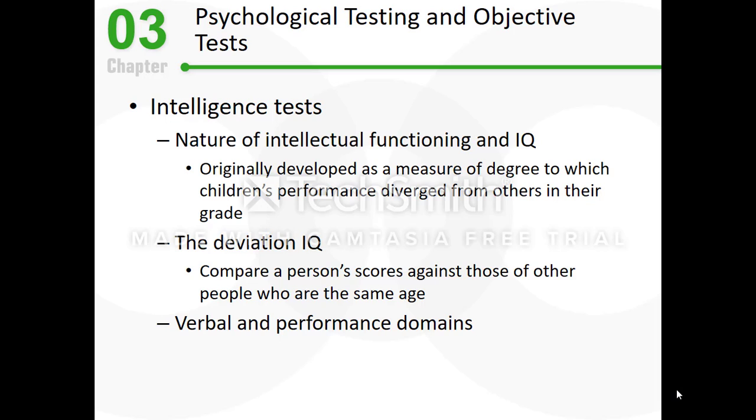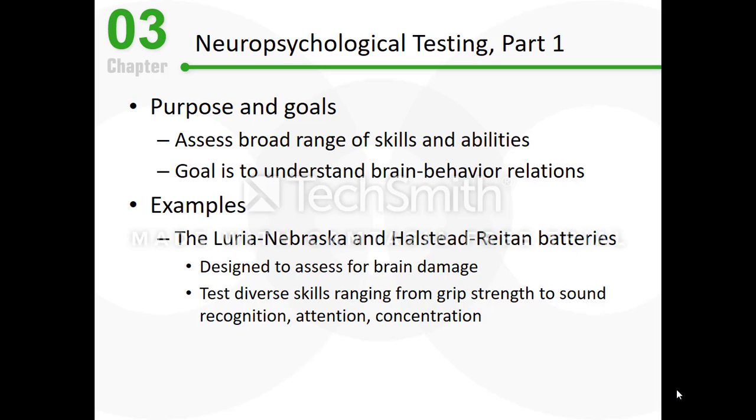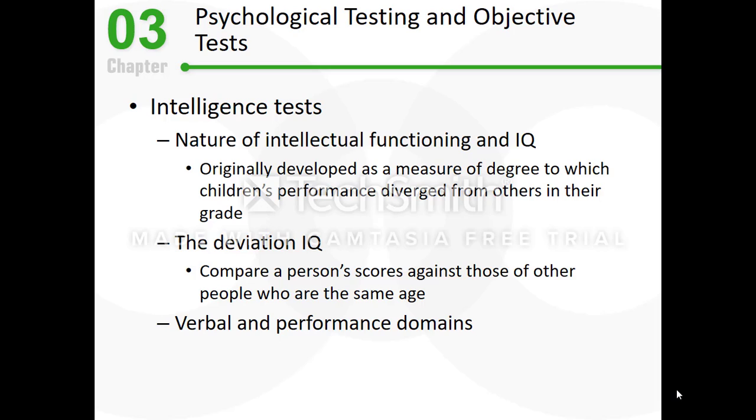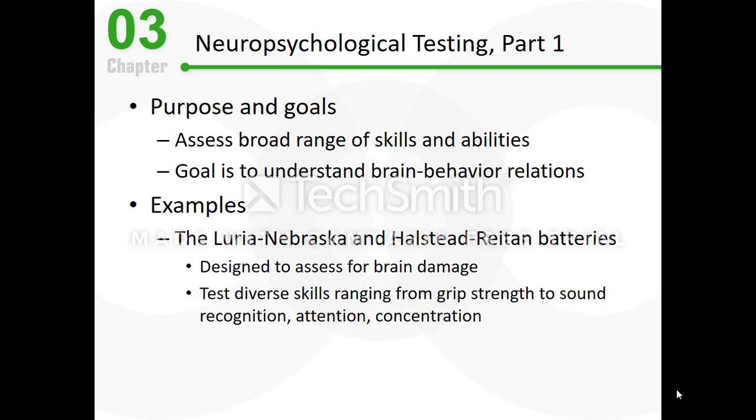There are intelligence tests, and what we're looking at is the nature of intellectual functioning and IQ, originally established to measure children's performance. There's a deviation IQ that allows us to compare to other people's IQs, and there are both verbal and performance domains. Now, in addition to that, there are some IQ tests that are changing, where they're not so much verbal and performance domain based as they are based in information processing. And these tests have been changed like that in order to reduce the bias, because not all of us have that same exposure to verbal and mathematics type of processing opportunities.